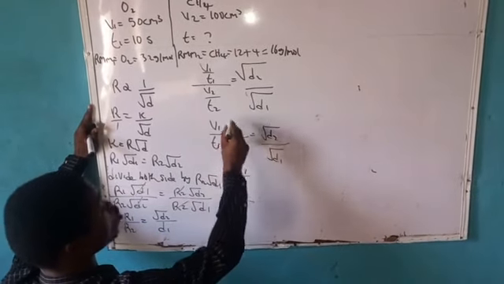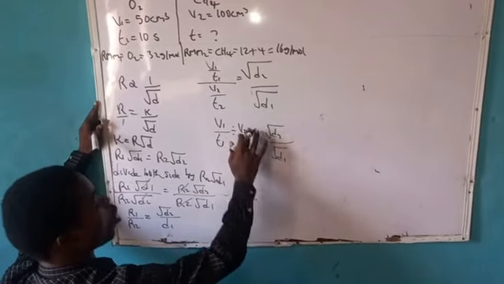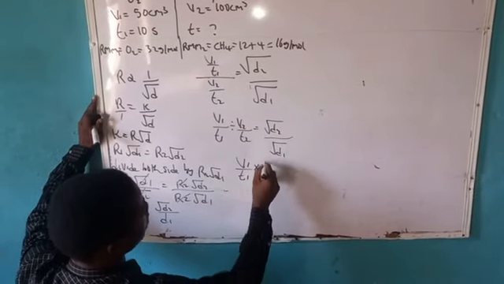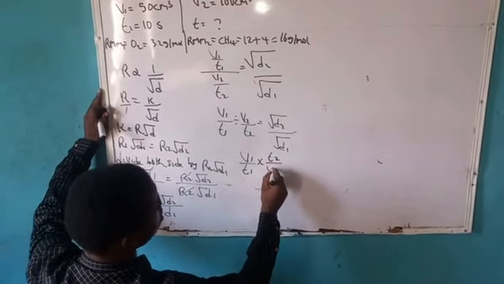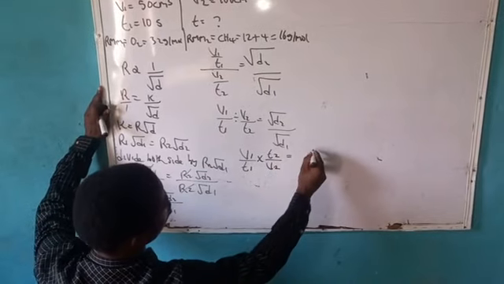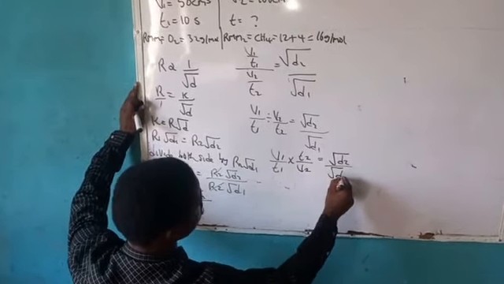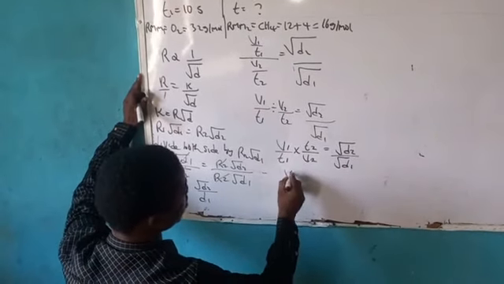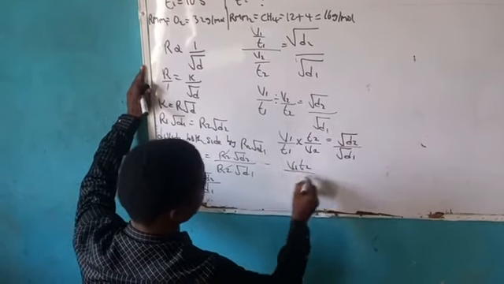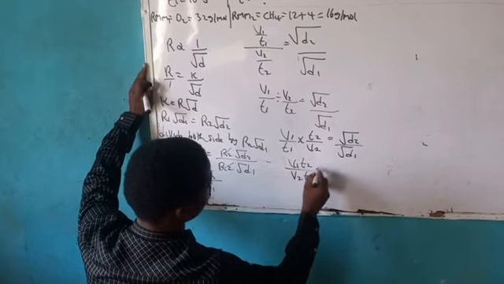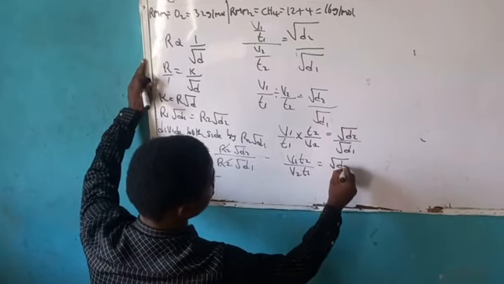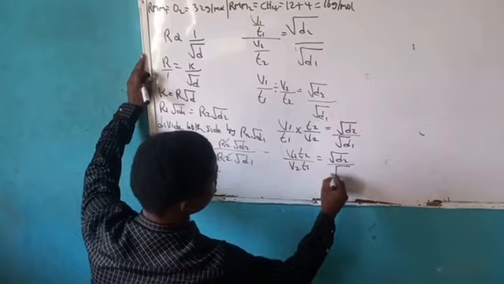So if you continue from there, we will have V1 over T1. This division, if it becomes multiplication, T2 will come up, while V2 will come down, multiplied by T2 divided by V2, is equal to square root of D2 divided by square root of D1. So if you multiply this, you have V1 T2 divided by V2 T1 is equal to what? Square root of D2 divided by square root of D1.